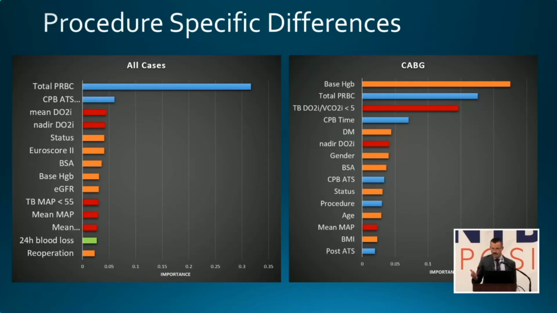And so this really was not too much of a surprise to me, as we know the DO2 relative to the patient metabolic rate, so that's the DO2 VCO2 ratio, is more predictive in our experience of AKI than the absolute DO2 value itself. And when you combine that with the area under the curve, which is the time below that threshold, then this becomes a really important predictor in CABG patients of AKI.